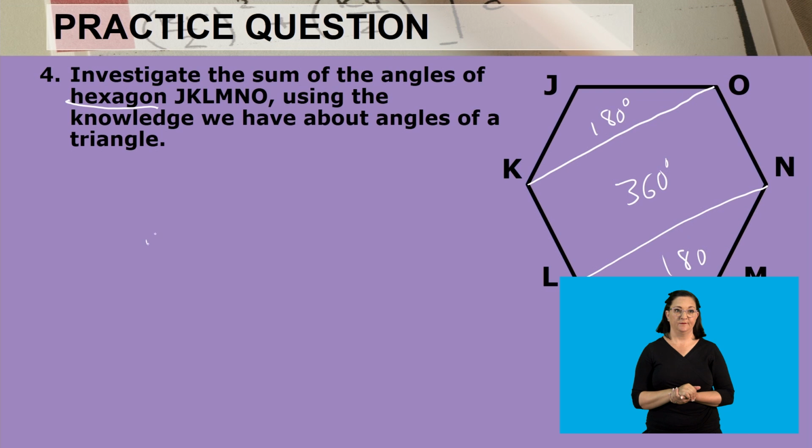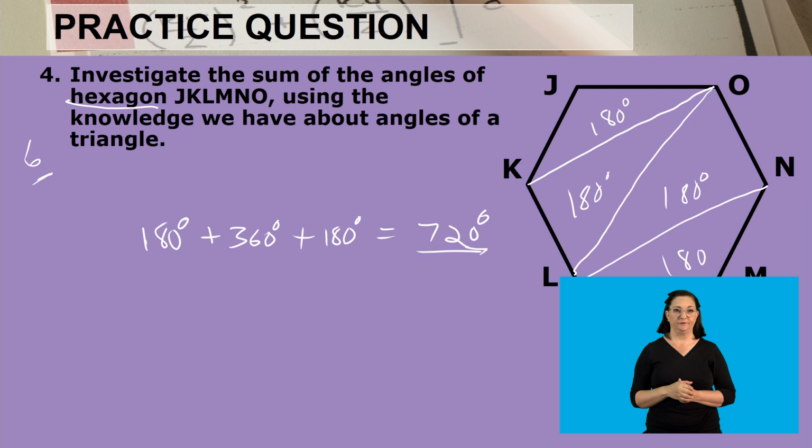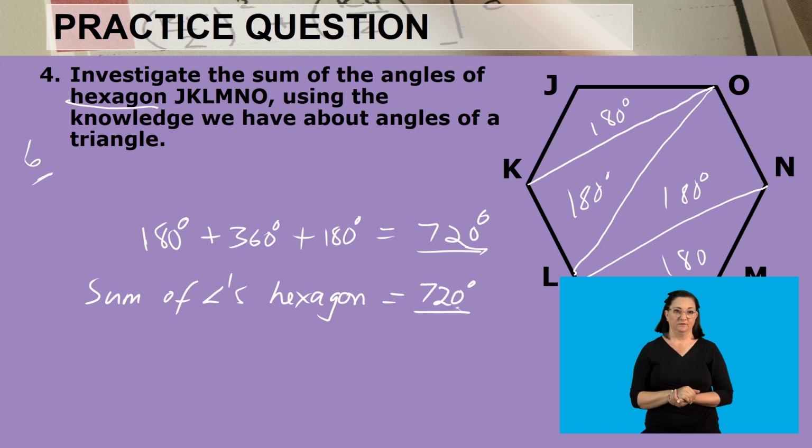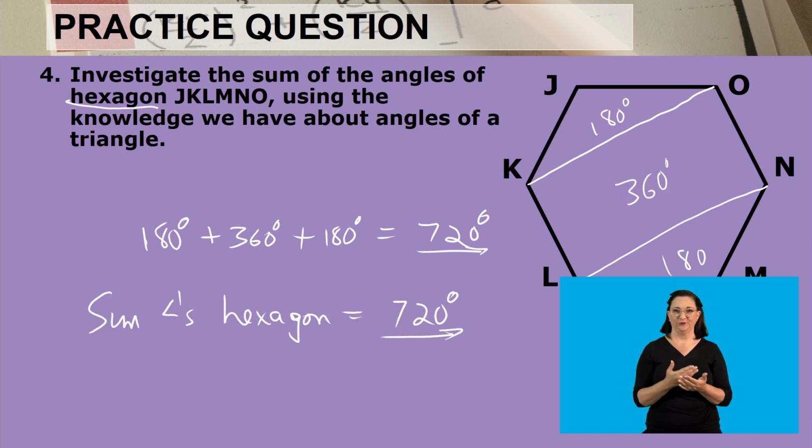And what do we have? We have 180 degrees plus 360 degrees plus 180 degrees, and that gives us 720 degrees. And so we are concluding that the sum of angles of a hexagon equals 720 degrees. You can use it for any shape that you come across, and as you familiarize yourself with it, you are able to see shortcuts that you can use to find the answer quicker.